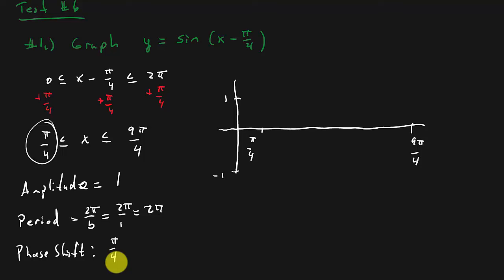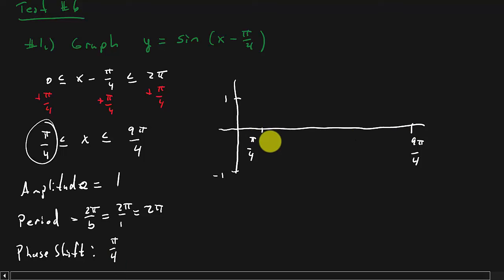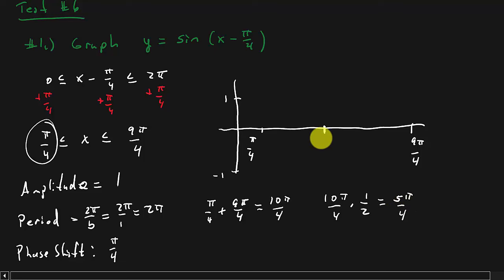All right, so now to graph this, we have to split this up into equal intervals. So we need the midpoint between pi over 4 and 9 pi over 4. If we take pi over 4 plus 9 pi over 4, that is equal to 10 pi over 4. Then if we multiply the 10 pi over 4 by half, that's going to give us 5 pi over 4.